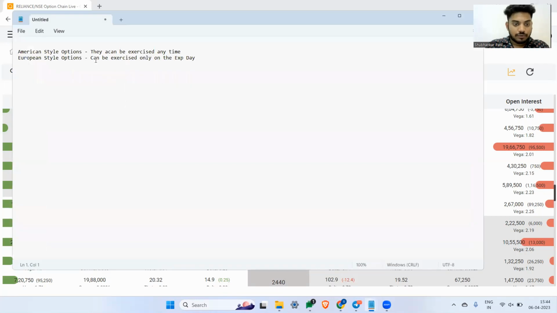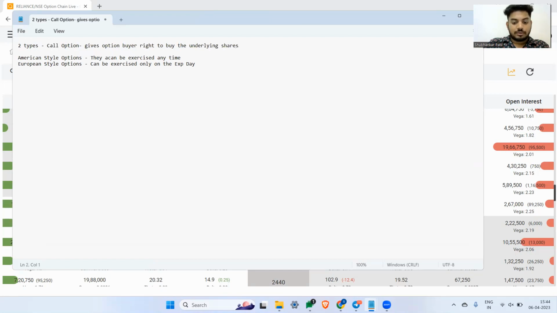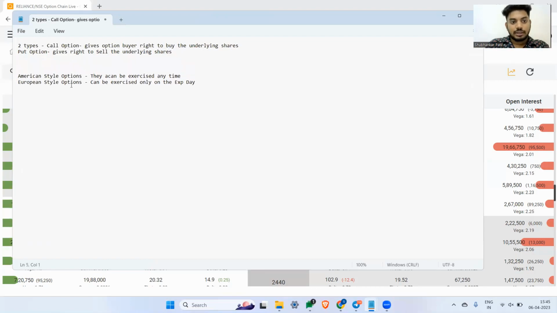So let's make a note of it. Two types. Call option gives the option buyer the right to buy the underlying shares, whereas put option gives the right to sell the underlying shares. Okay, so this is the first thing.